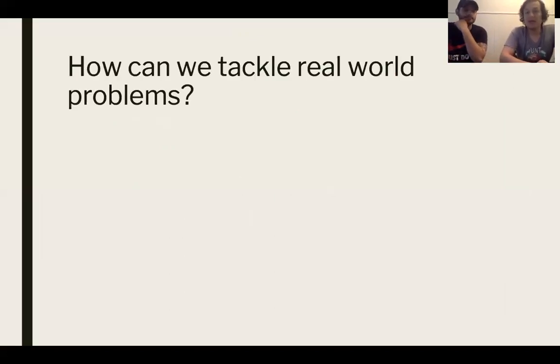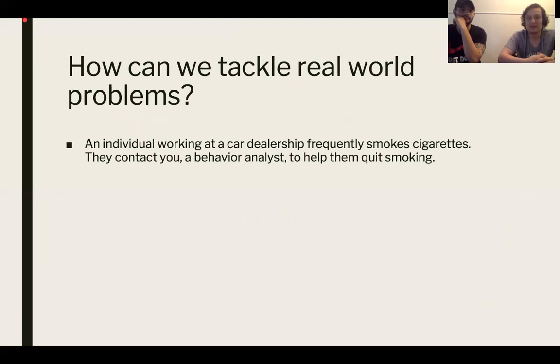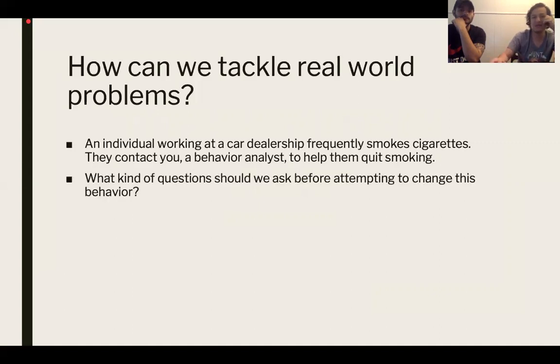So one of the big questions that we talked about in the last lecture is, how do we start to tackle these real world problems, right? Because in applied behavior analysis, the whole point is to bring these principles to the world and produce meaningful changes. So let's say that we have an individual working at a car dealership who frequently smokes cigarettes. They contact you, a behavior analyst, to help them quit smoking. What are some different ways that we could do this? Because we have the principles of behavior, but what could be done to actually change it?